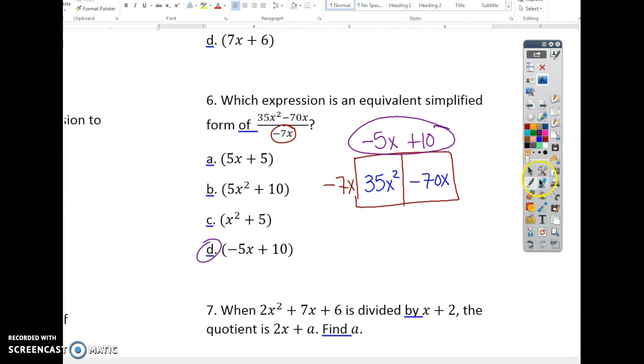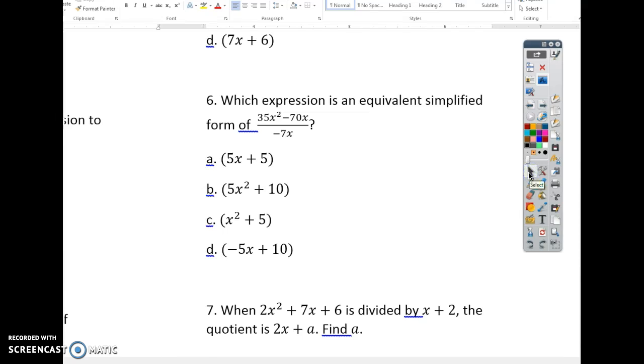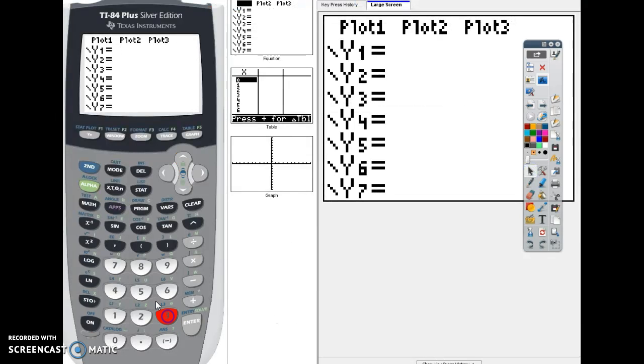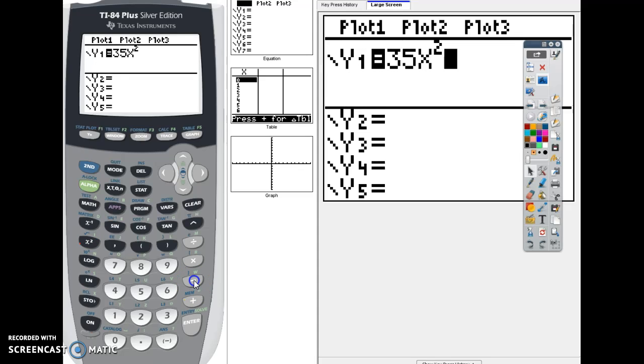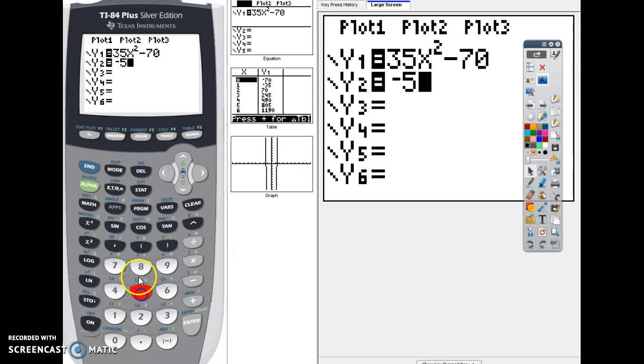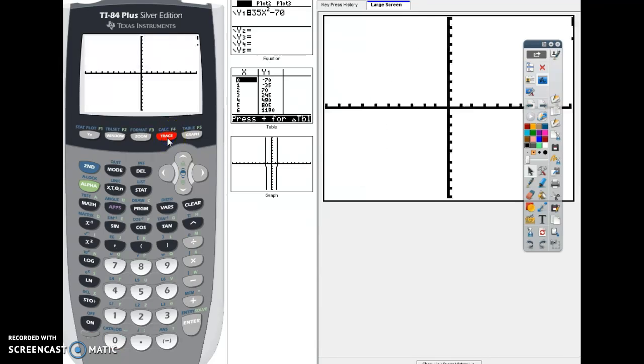And you can also put it in the calculator. Okay, you can put it in the calculator saying that this is your y1 and this is your y2 to make sure that it goes through the solution. So I would put in the calculator 35x squared minus 70 and put my answer in there, which was negative 5x plus 10. Trace and make sure that it goes through your solution.